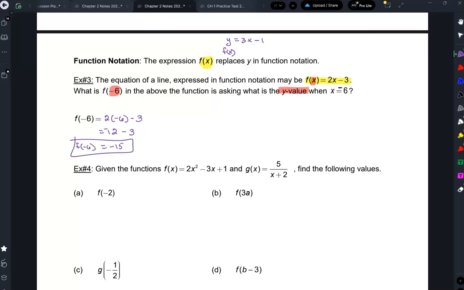Cool? And you can see here, if this looks familiar, it's because you did it in Algebra 1, right? Like on the board, I have some stuff from my Algebra 1 class that just left.